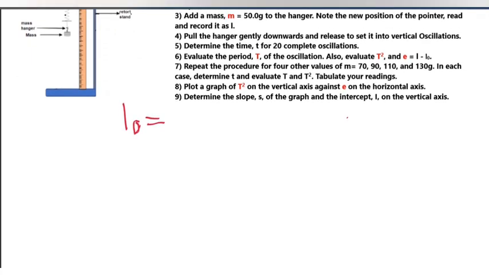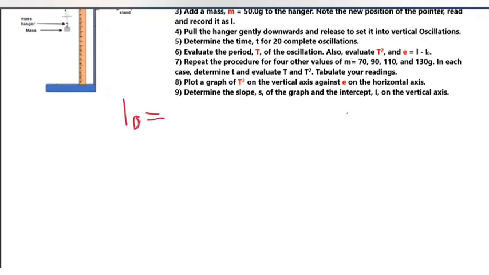So let me draw a table for this. I'm going to have my table. We have M measured in grams. Then on the left column, we're going to have L measured in cm. I won't be including L0 here because this is just going to be a one-off. We just take that measurement one-off.